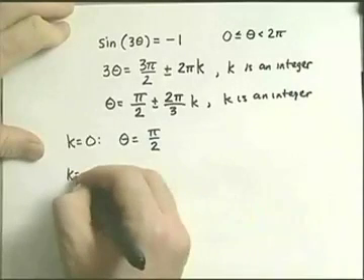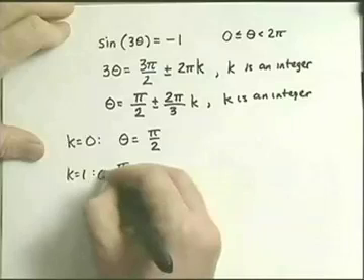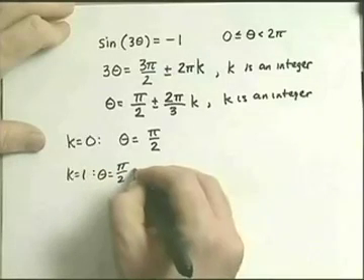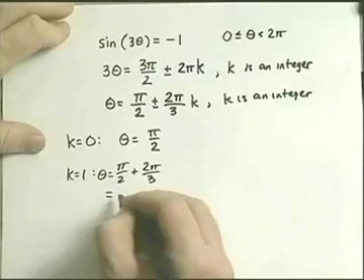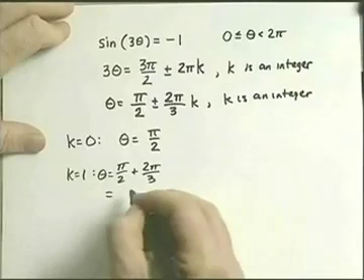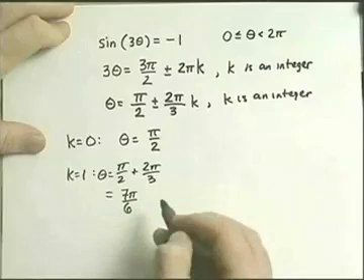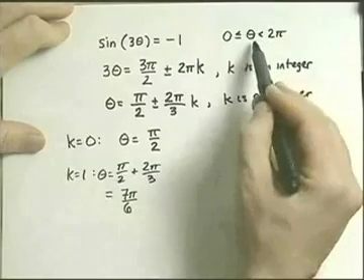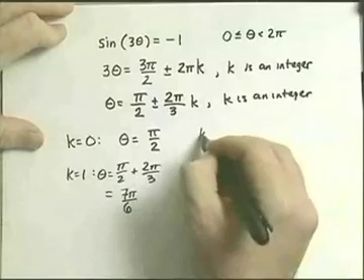What about for k equal 1? Well, for k equal 1, we get that theta is equal to pi over 2 plus 2 pi over 3. If you work that out, pi over 2 plus 2 pi over 3 is 7 pi over 6. 7 pi over 6 is within the interval, and therefore we know it's a solution.